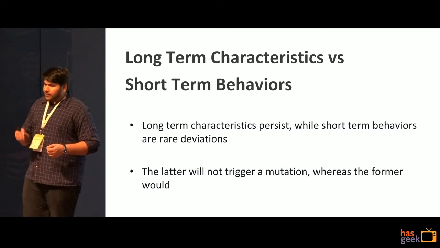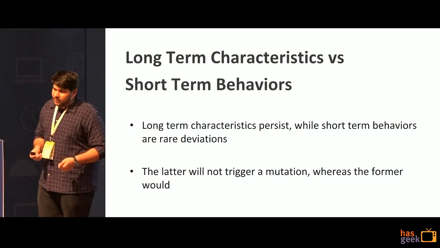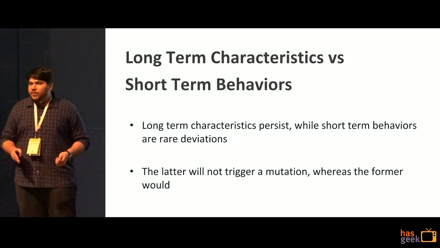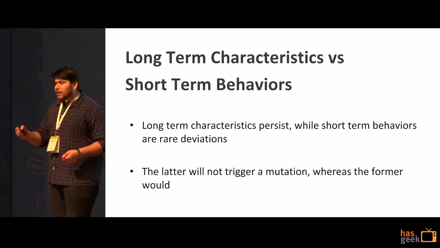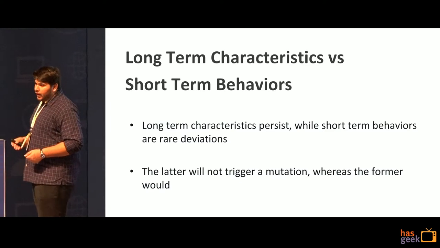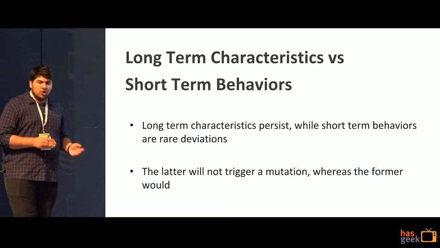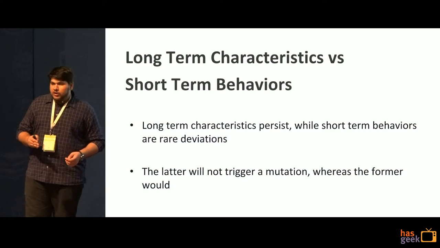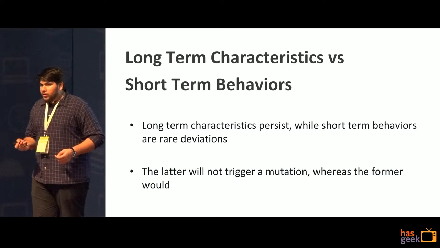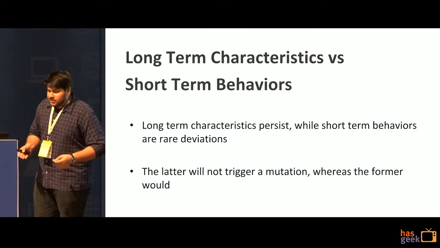And if your mutative design framework picks that up and says that the user doesn't have the greatest typing accuracy, that fact would be wrong, because your state of mind at the moment is temporary and not a permanent characteristic of you. So it's really important, while considering mutative design, to differentiate between long-term characteristics and short-term behaviors. Because designing for a short-term behavior would ruin the mutative experience, because it is not a 100% translation of what the user characteristics are.